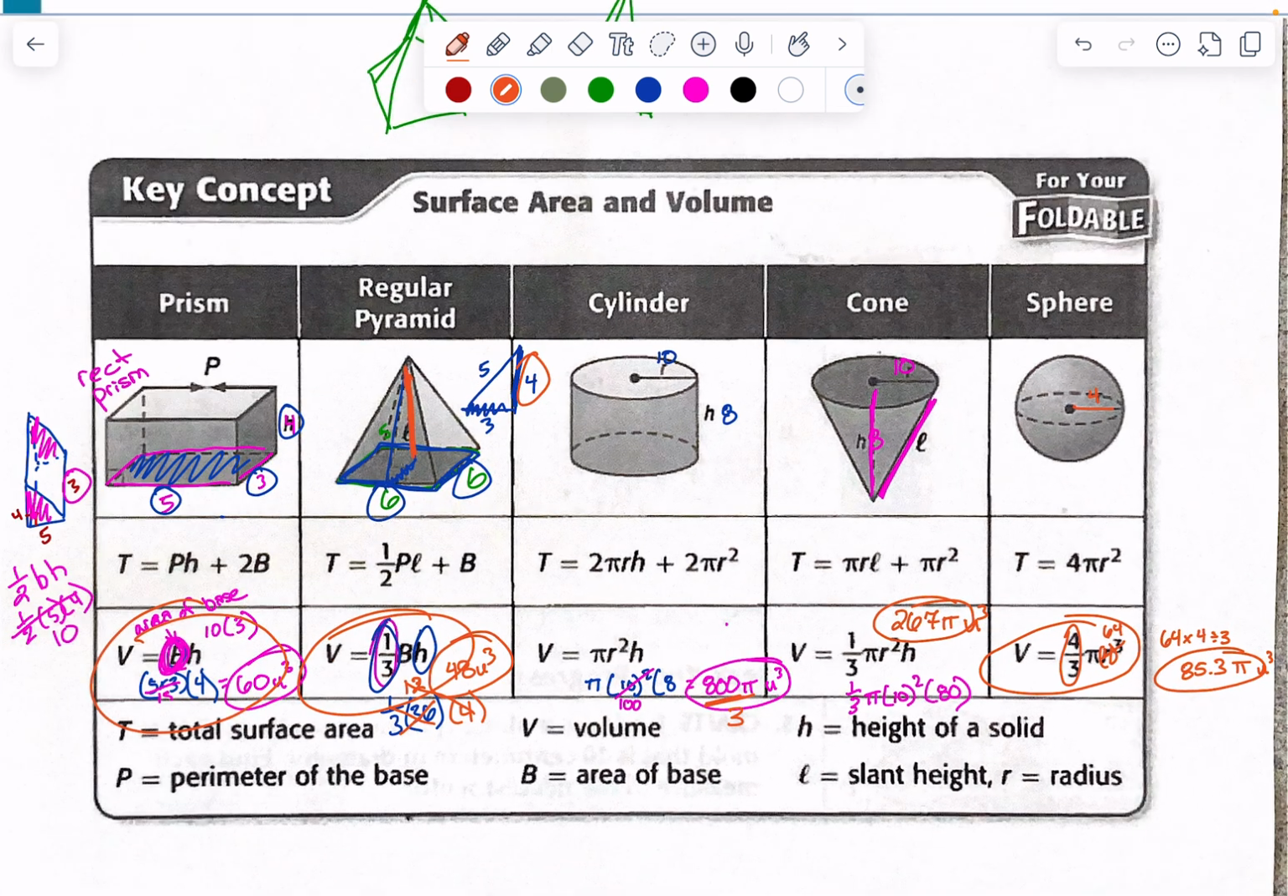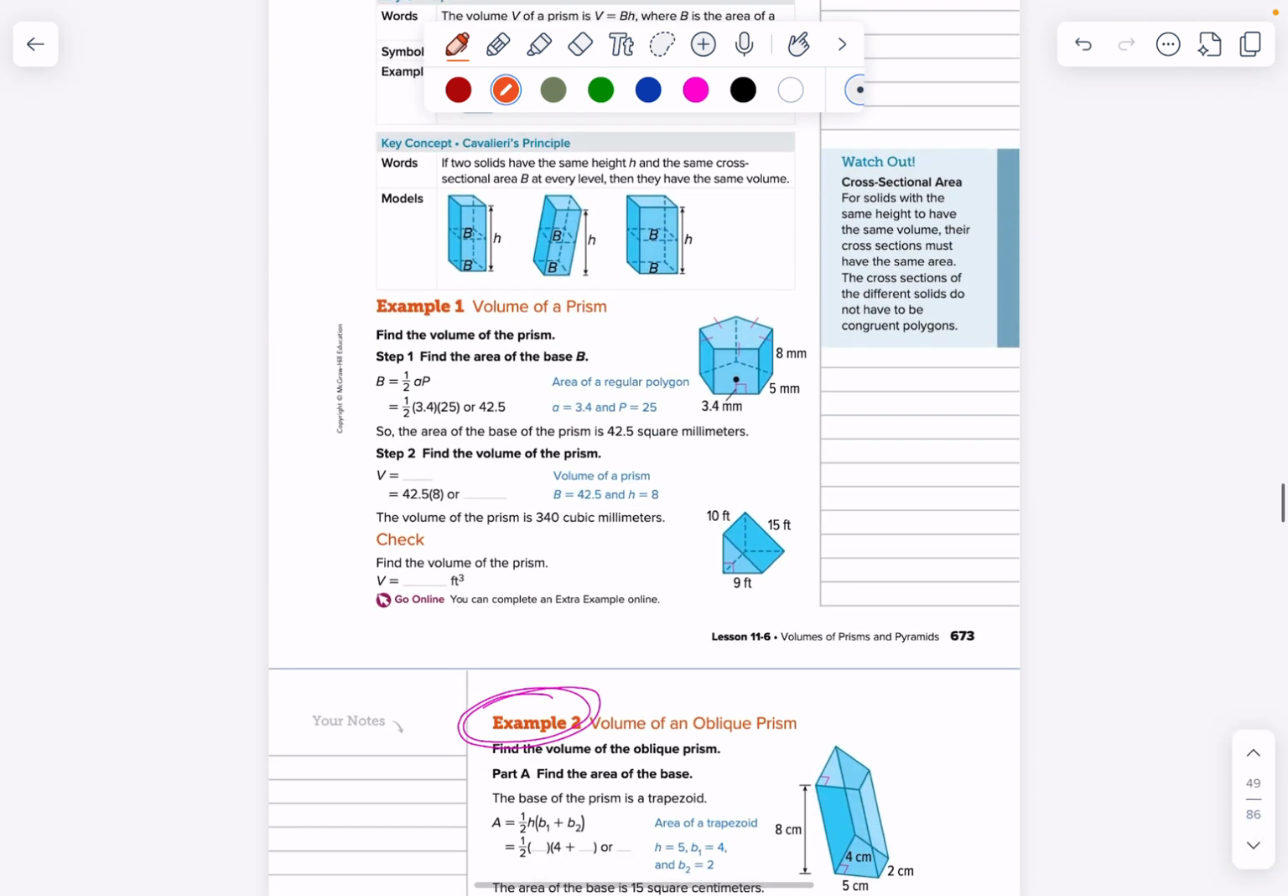Okay, so those are the formulas. Again, a cone is a third of a cylinder, a pyramid is a third of a prism, and a sphere is just weird. That's not even a third or anything. So those are your formulas. Make sure you have this sheet of paper so that you can go through stuff. And I'm going to skip around here.